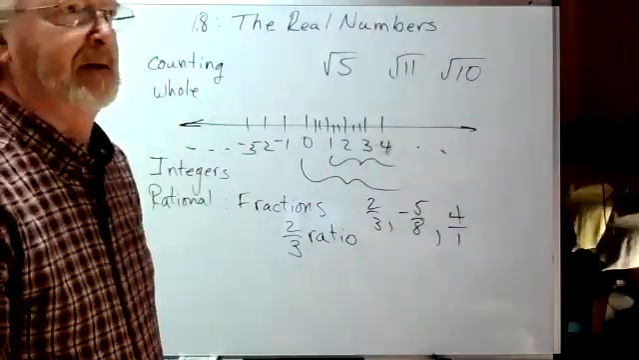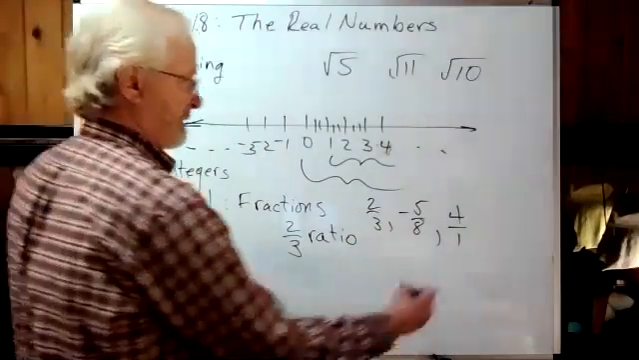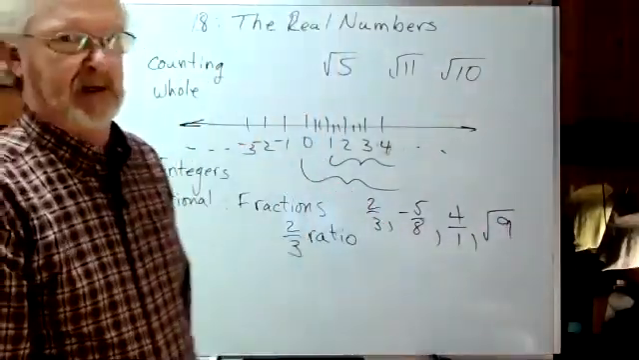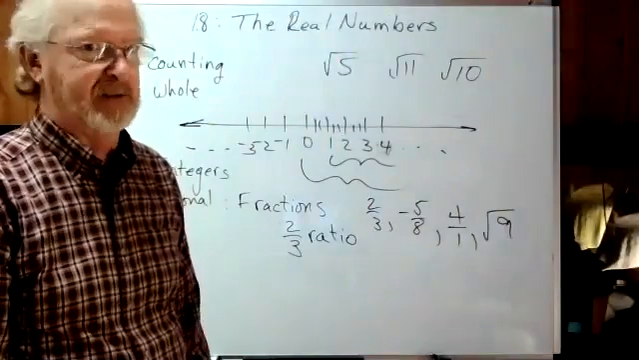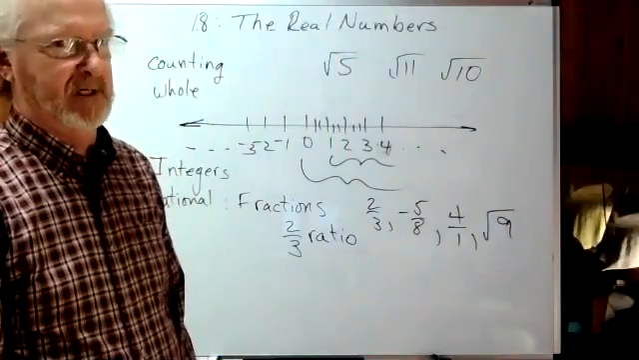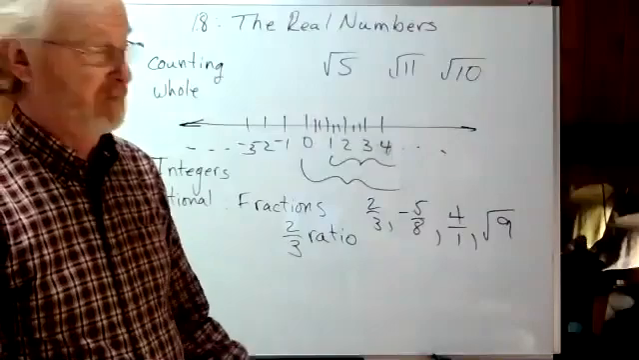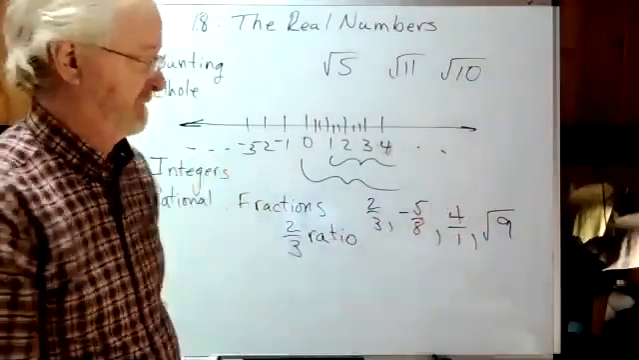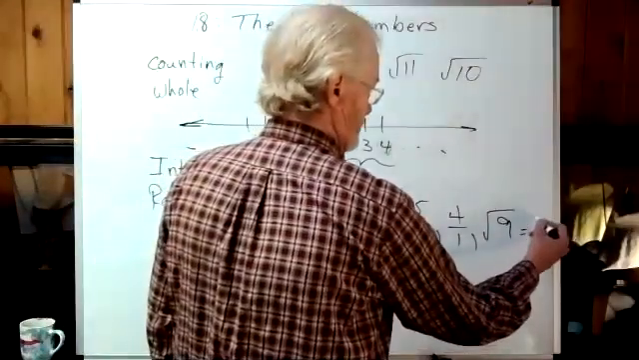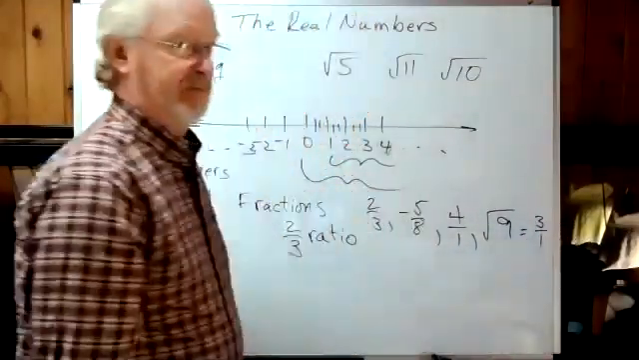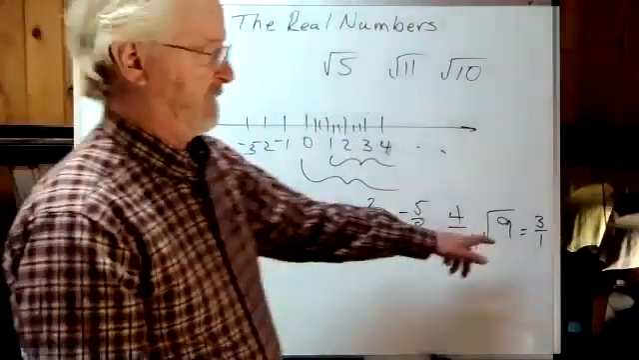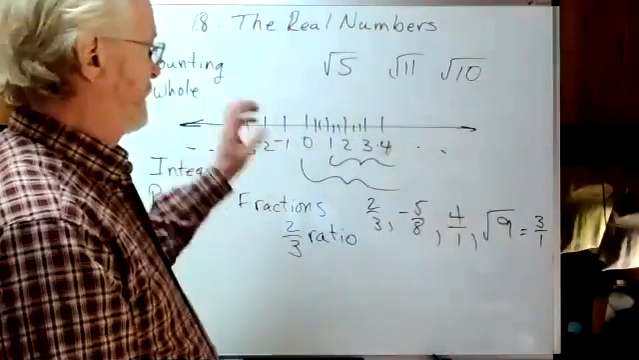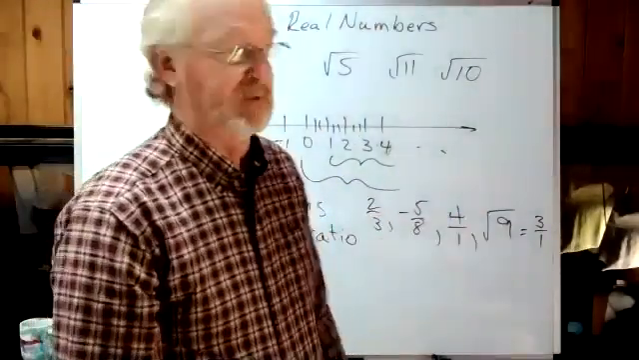Then we get a little trickier. Square root of 9. Can I make that look like a fraction? That's just a different way to write the number 3. That notation stands for the quantity 3, which I can make look like a fraction. So some square roots simplify into numbers we can call rational numbers.